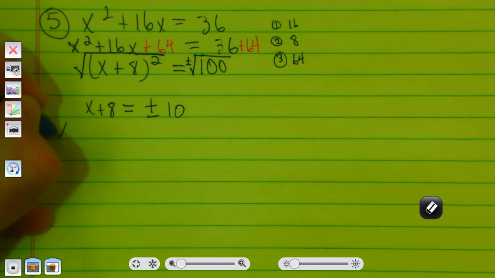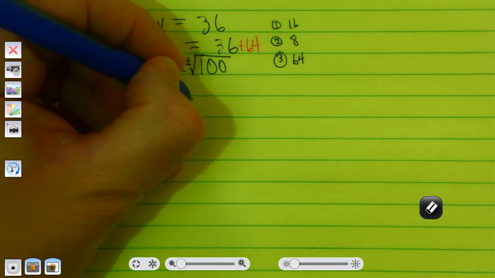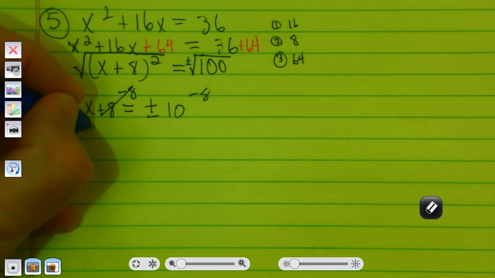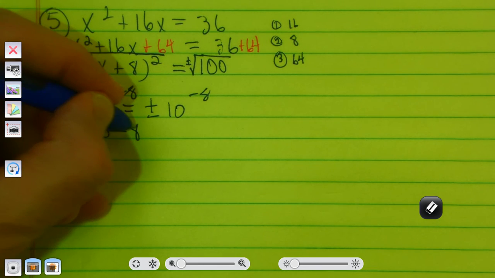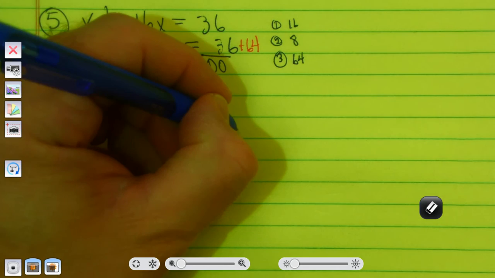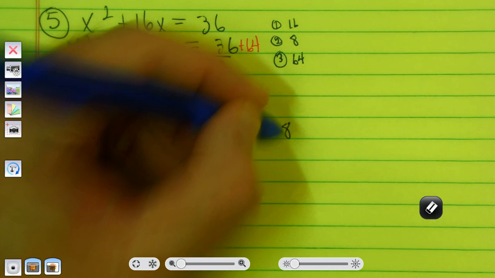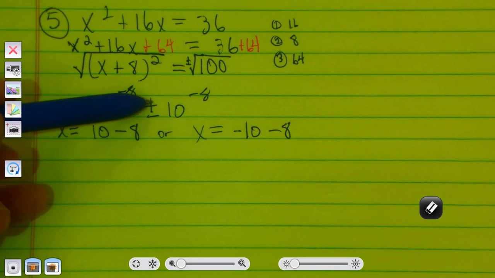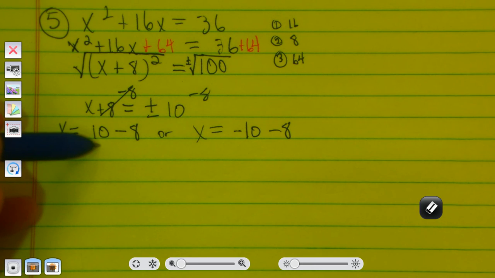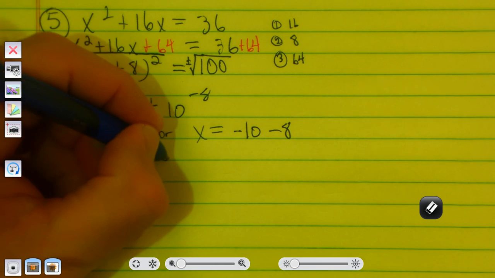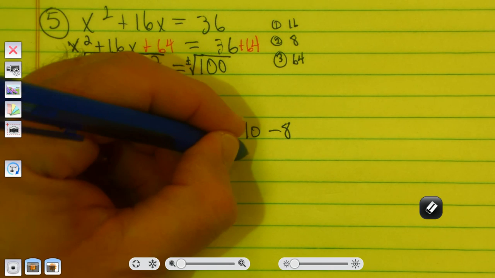So I've got two answers here. I need to subtract 8 from both sides. And so my answer will be x equals positive 10 minus 8, or x equals negative 10 minus 8. No, I'm going to have two answers. I've taken care of that with my positive or negative 10. Here's my positive 10, here's my negative 10. So x equals 2, or x equals negative 18. Good.